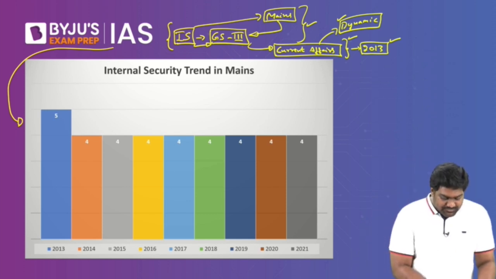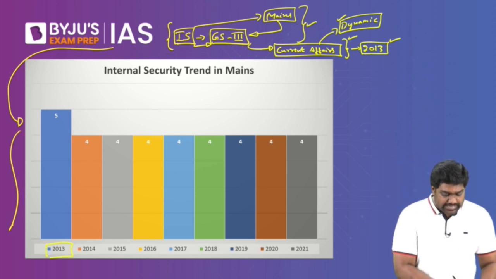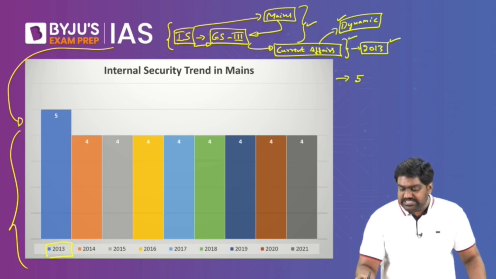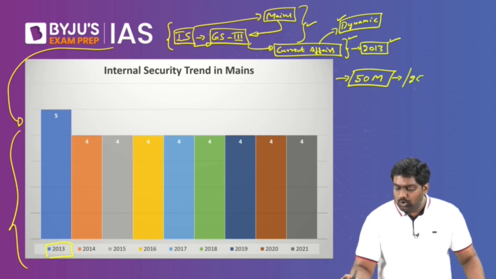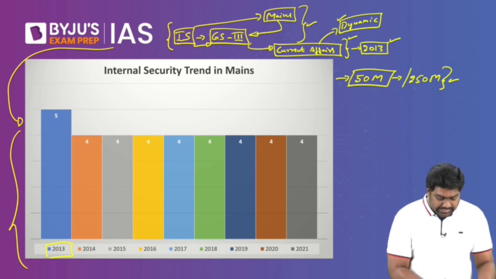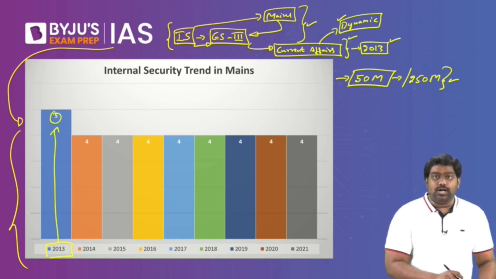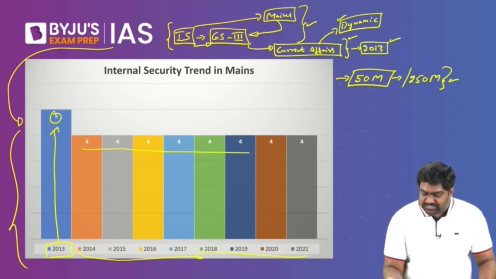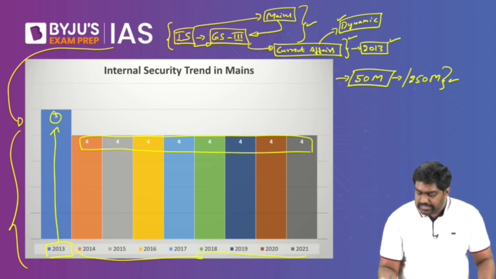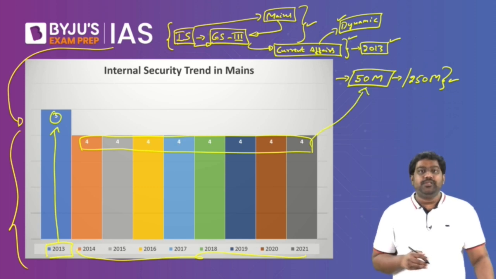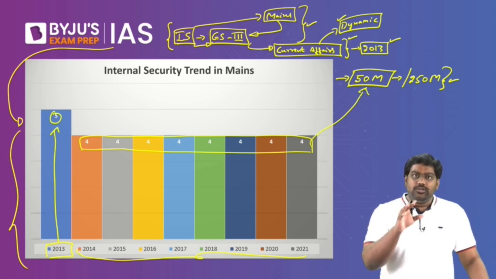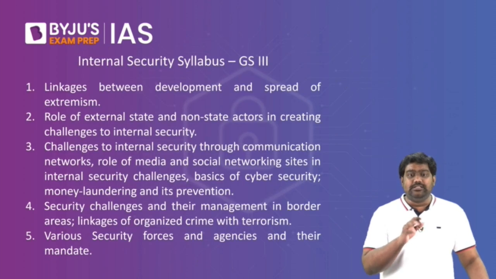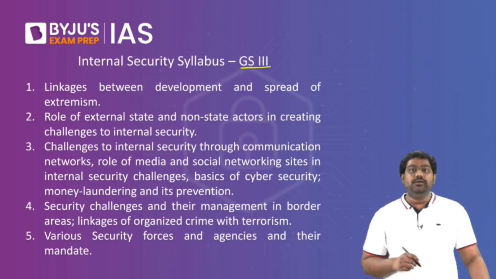If you analyze the papers from 2013, you will notice that consistently UPSC has been asking questions amounting to 50 marks out of the total 250 marks under GS paper 3. In 2013, 5 questions were asked amounting to 50 marks, and from there onwards, 4 questions have consistently appeared, again amounting to 50 marks. So this makes it very clear that you can expect 4 to 5 questions from internal security under GS paper 3.